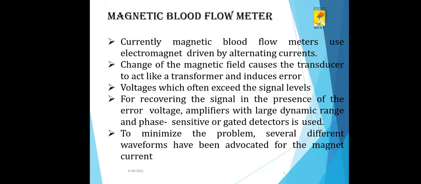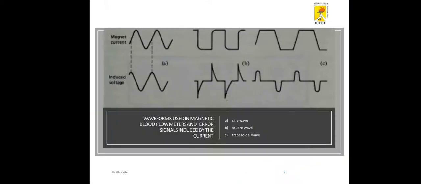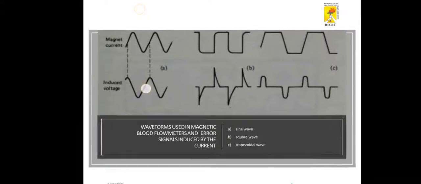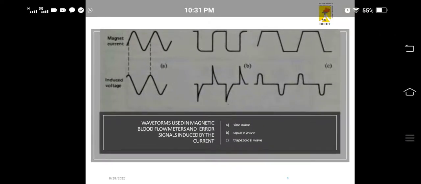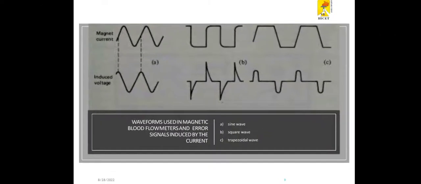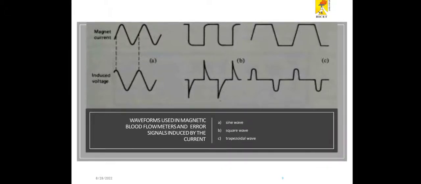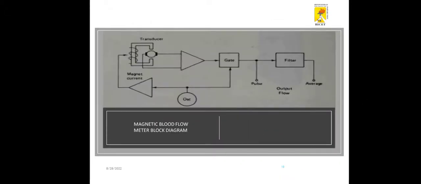To minimize the problem, several different waveforms have been advocated for the magnetic current. Here are some of the waveforms. The first one is the magnetic current and the second is the induced voltage, B is a square waveform, then C is a trapezoidal waveform. You see the diagram of the magnetic blood flow meter.